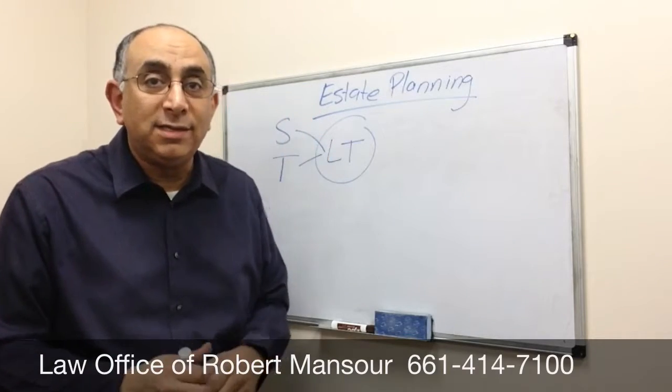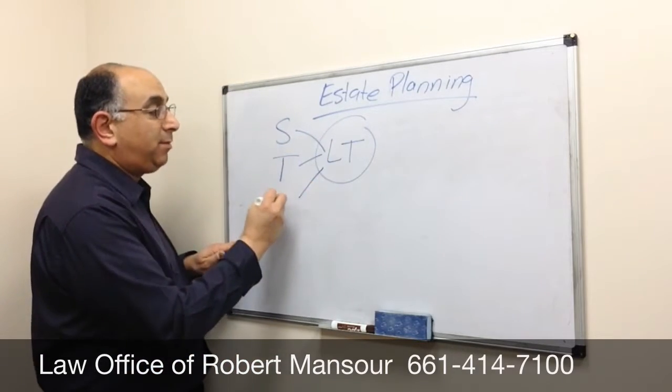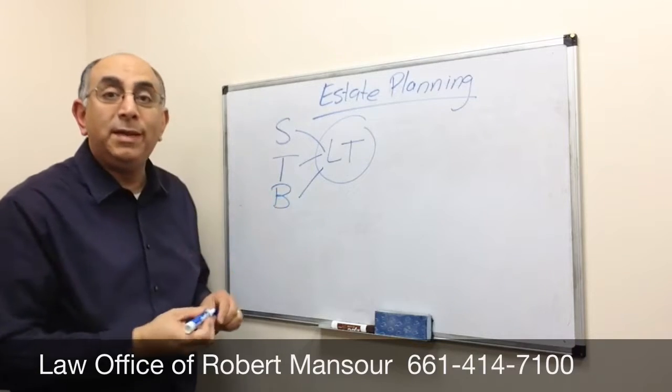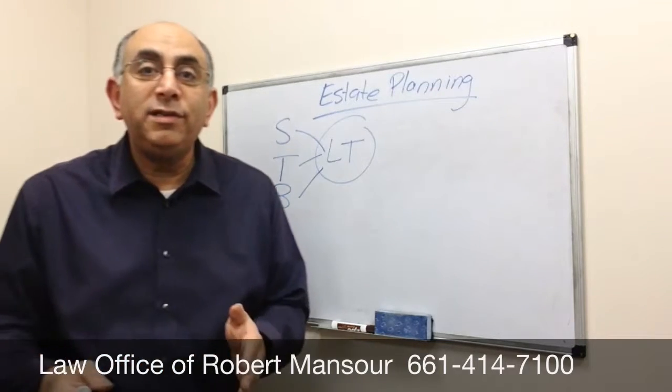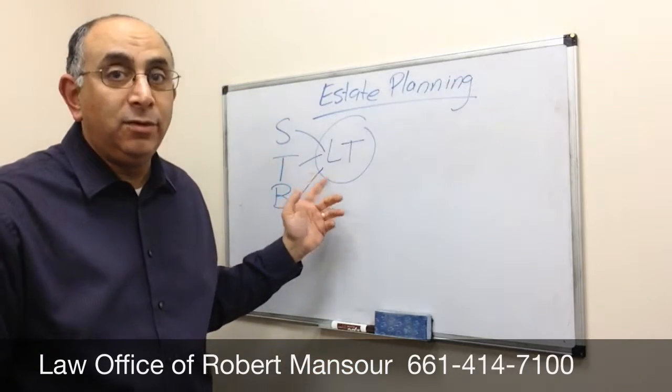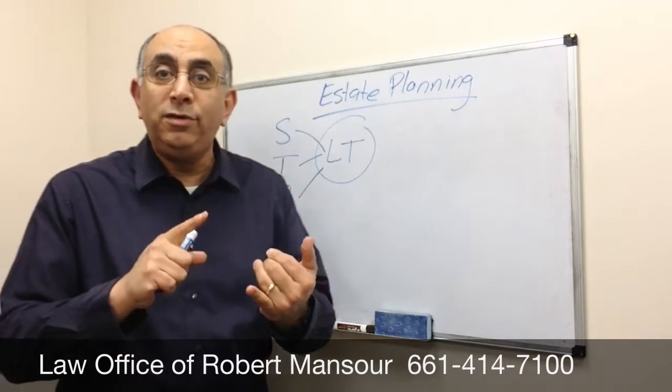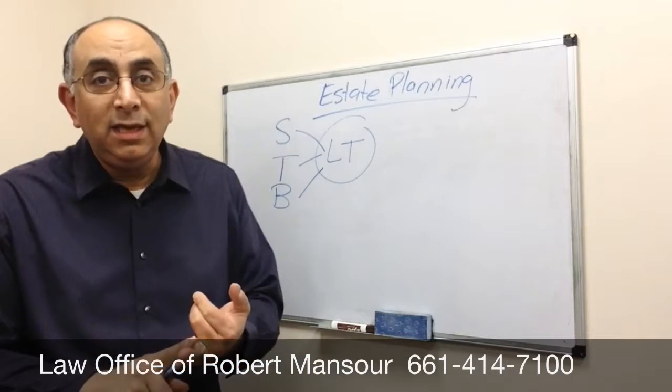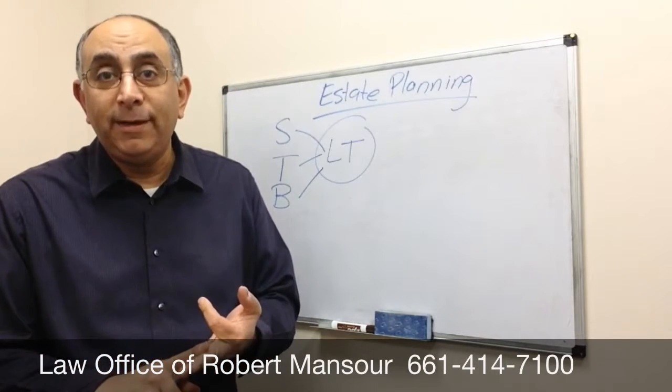So the title on the asset has to be changed in order for something to be in your living trust. The final cast member of the living trust are people called the beneficiaries. The beneficiaries are the people who benefit from the living trust. And in the very beginning, that's going to be you, whoever sets up this trust. You're your own settlor, you are the trustee, and you are also the beneficiary.